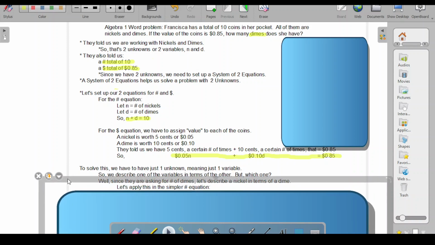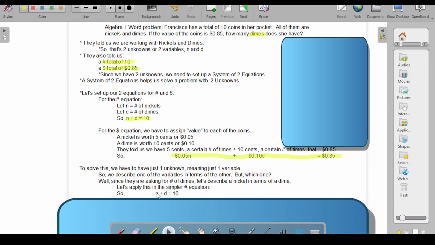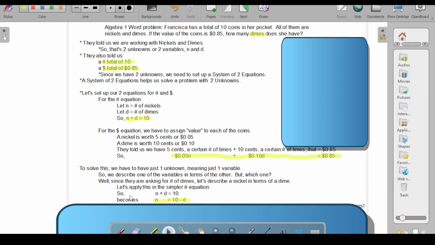So here's how we do it. Let's apply this to the simpler equation. We don't really want to apply it to this equation. That's too hard. It's not going to help us. This is easy. So our simpler equation, n plus d, I rewrote it down here, becomes, how do we get rid of the d? Well, we add a negative d to both sides, or we subtract d from both sides, however you want to look at it.